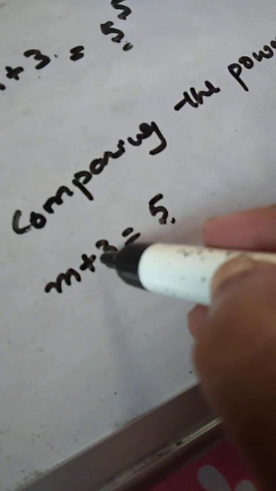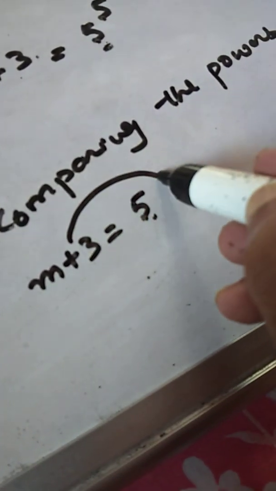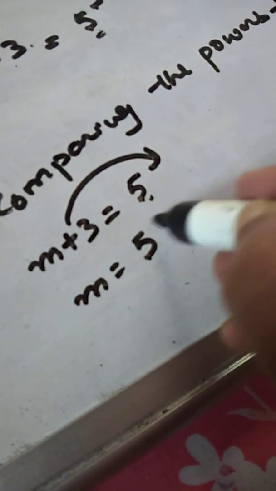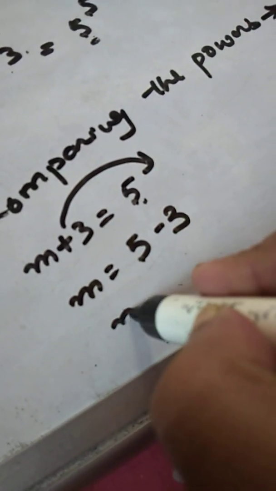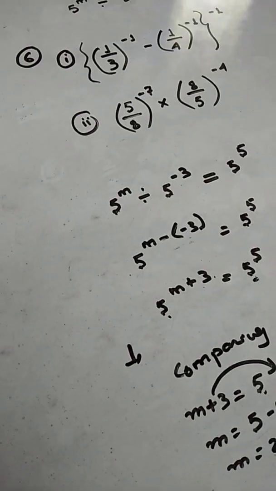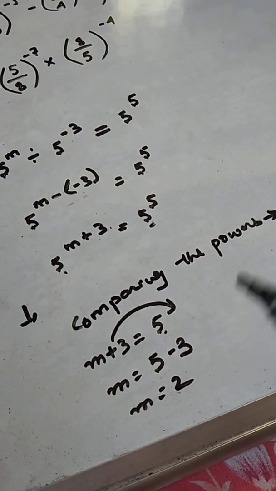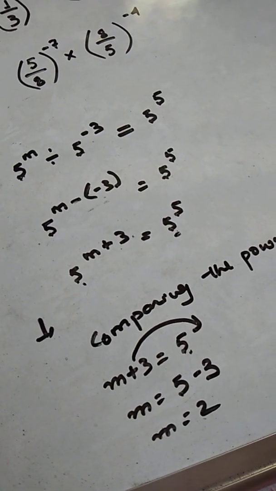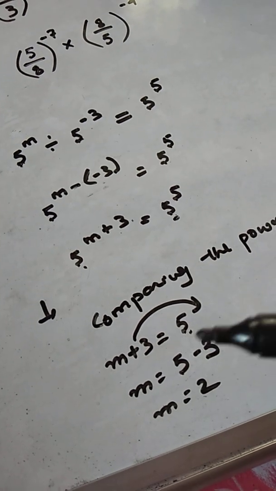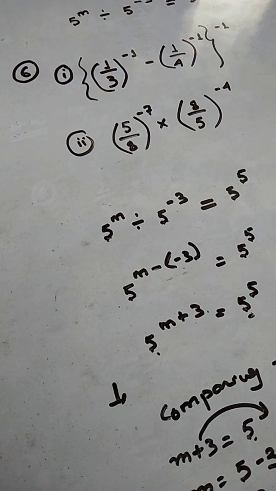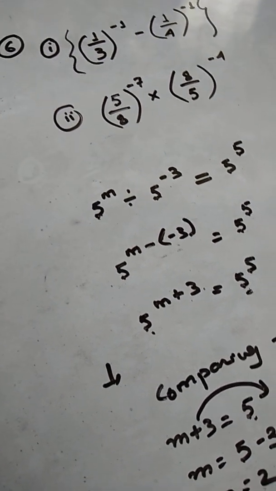Okay, now we have to transpose this plus 3 towards the right hand side. So the value of m would be 5 minus 3. So the value of m is 2. So this is your final answer. Very important sum, students. Okay, so do it very carefully. If you have not understood it, go back to the video and again try to understand. Okay, very important sum.